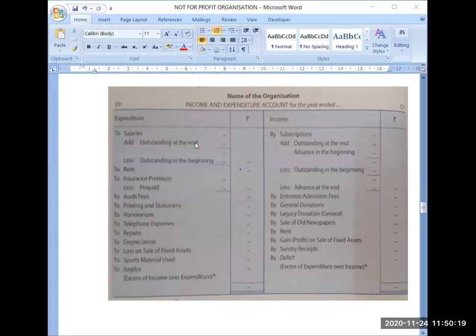So you can see the debit side. On the debit side, various expenses have been recorded, and on the credit side, various incomes have been recorded. To salaries. Last year you have done various adjustments. These adjustments we will be doing in the current year also. So if you don't remember them properly, just revise them from the 11th class syllabus. It will become easy for you to understand them better.